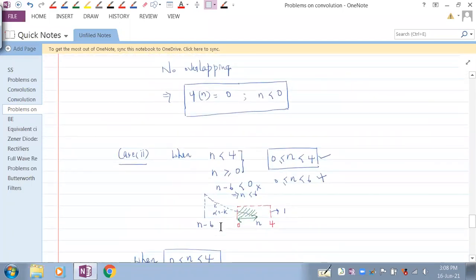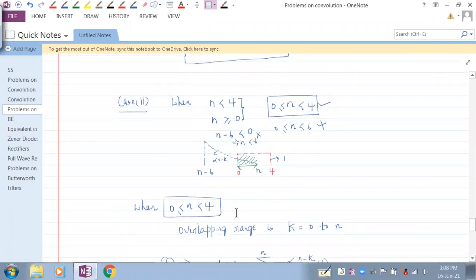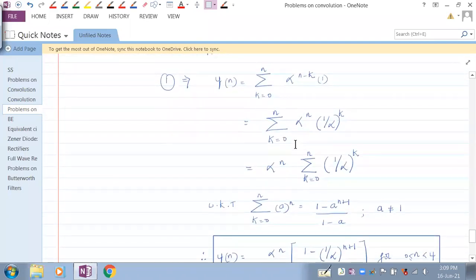In the next case, this signal moves, but n stops in between 0 and 4. N can be greater than or equal to 0 or less than 4, or even n minus 6 is less than 0, we can write. So that we have written. But when it is n minus 6 less than 0, we go from 0 to 6. And if we take n is less than 4, we get 0 to 4. So always we should go for the shorter range, ignoring the larger range. So we shall do the same exercise here.